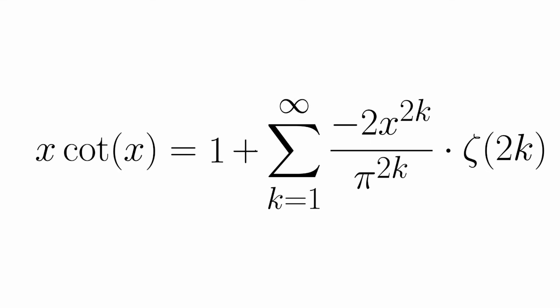This formula lets us relate the values of the zeta function at each even integer to the function x cotangent of x. Indeed, what we have here is really an explicit formula for the Maclaurin series of x cotangent of x in terms of these zeta values. What this means is that we can now compute zeta of 2k for any k we like just by calculating the Maclaurin series of x times the cotangent of x.